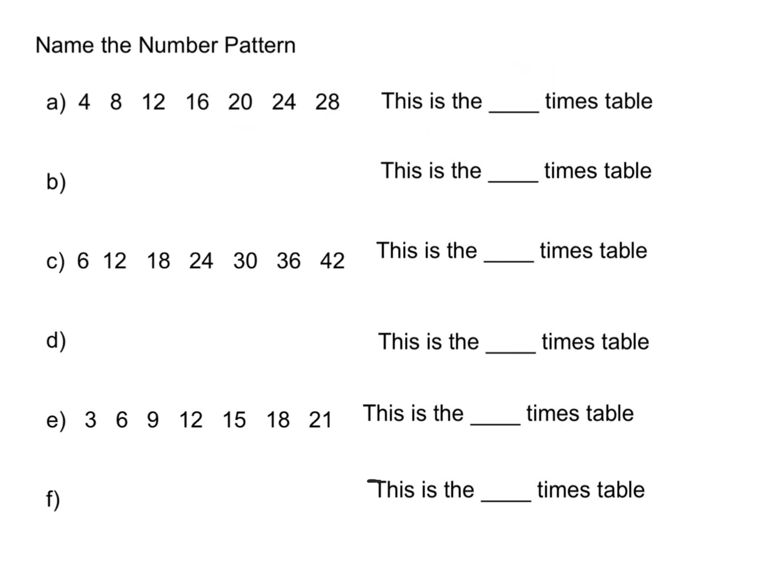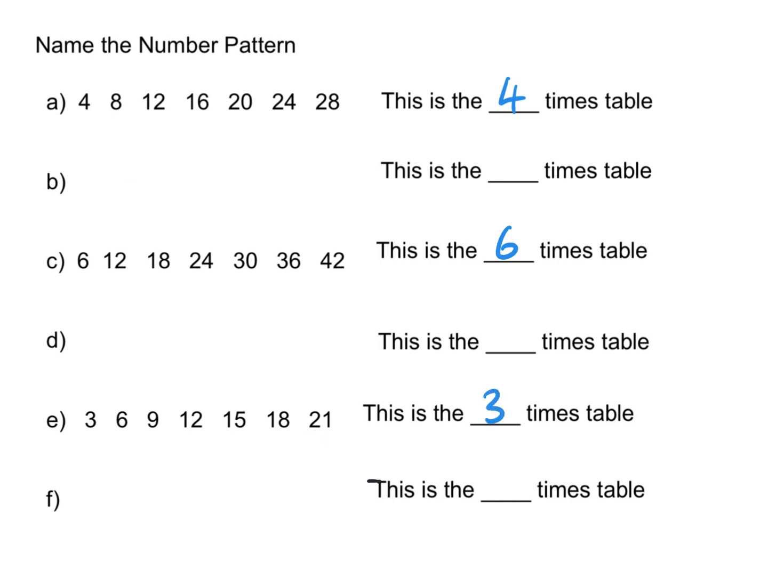This is the something times table. Now that should be fairly straightforward for you to answer. Everyone, I hope, would recognise that as the 4 times table. Again, going down to this one, I'll leave a blank space here just now: 6, 12, 18, 24, 30, 36 and 42. Again, hopefully everyone would recognise that as the 6 times table. And 3, 6, 9, 12, 15, 18, 21. Hopefully everyone recognises that as the 3 times table.